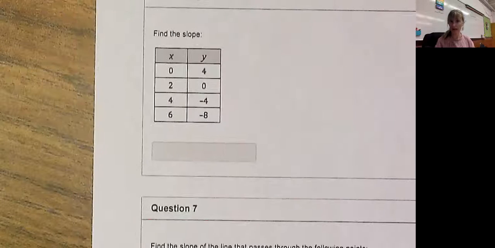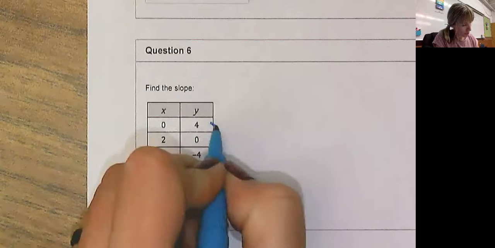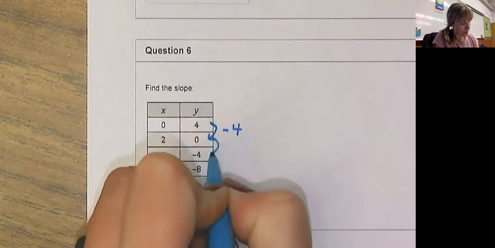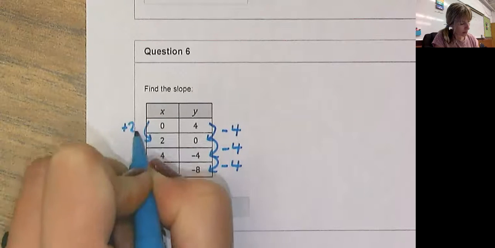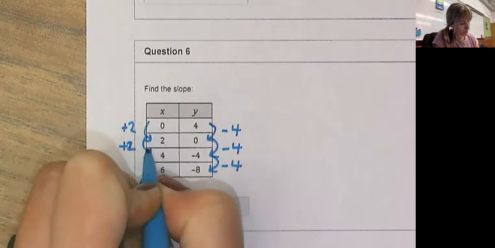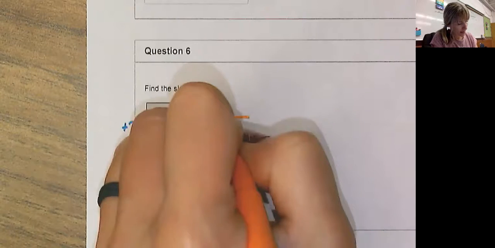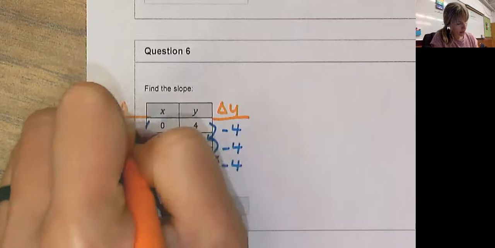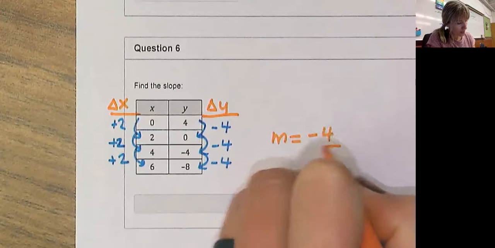All right, question number 6 is another find the slope with the tables. I'm going to find my change in y. This is going down 4, while this goes up 2. Again, what we found over here is change in y. This is change in x, and the slope is change in y over change in x.